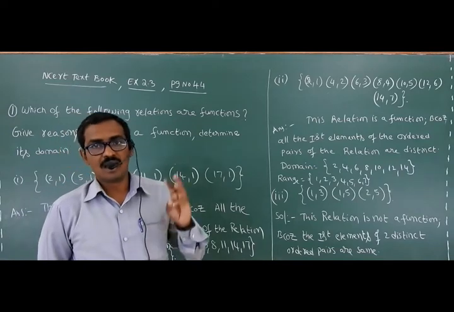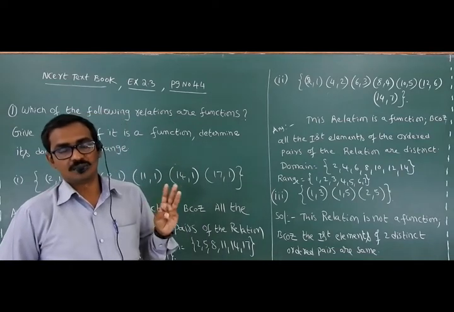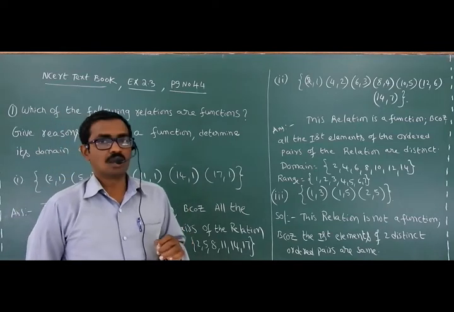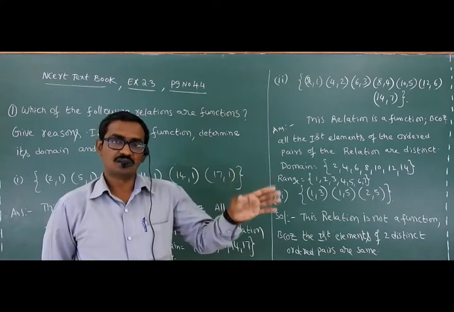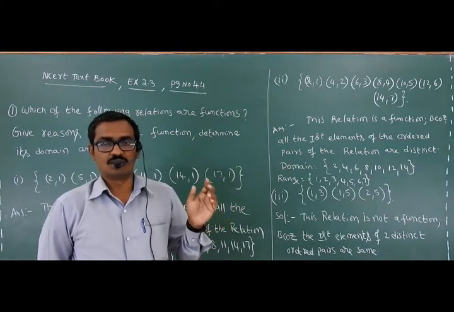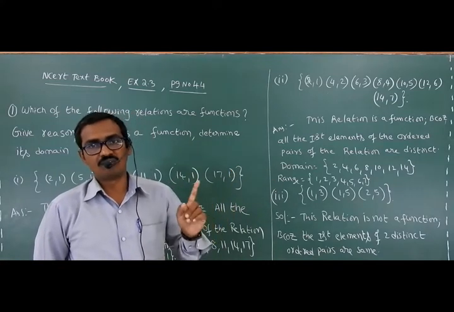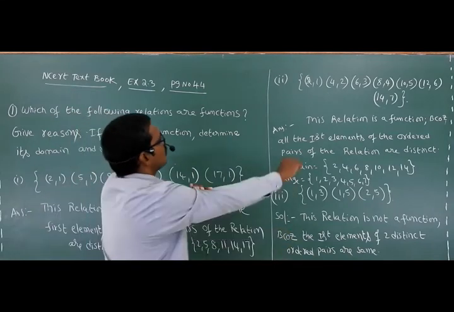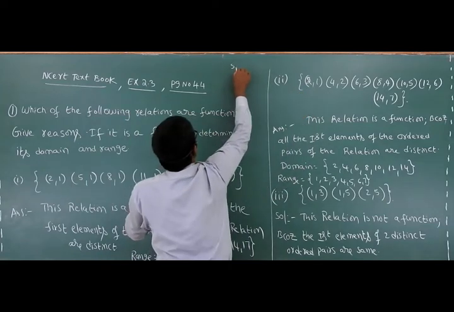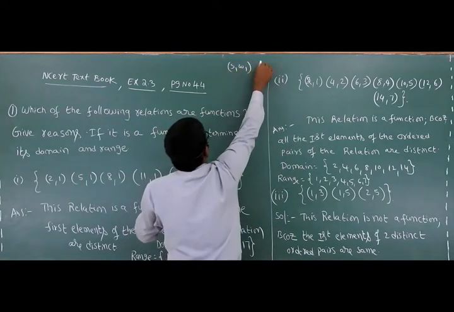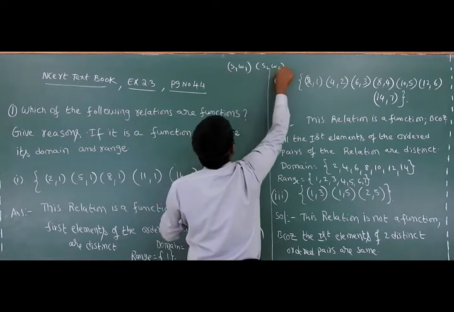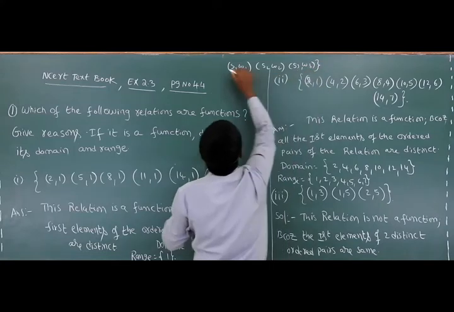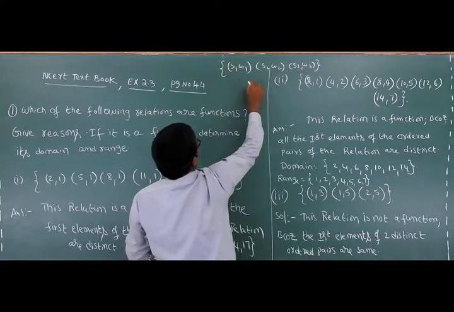X is a man having 3 sons. X is a person. He has three sons. Okay, and he got married for these 3 sons. Son 1 has wife 1, son 2 has wife 2, son 3 has wife 3. That means I write here S1 W1, S2 W2, S3 W3. Okay. Is this relation a function or not a function?